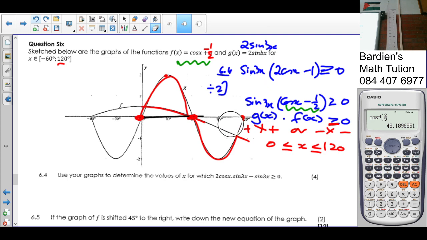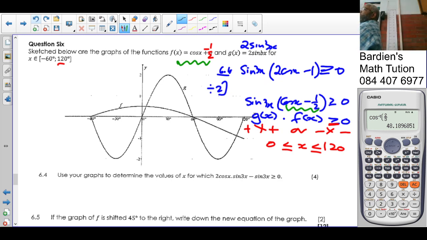So I don't know where I lost you from the question. The question says, use your graph to determine the values of x for which f of x times g of x is greater than or equal to 0. So in other words, it is where g of x times f of x is positive. I don't understand why the question is written this way versus the first way you put it. You see, it says use the graph. So how can we fit the graph in here? By association, we know that sine 3x is coming straight from here.